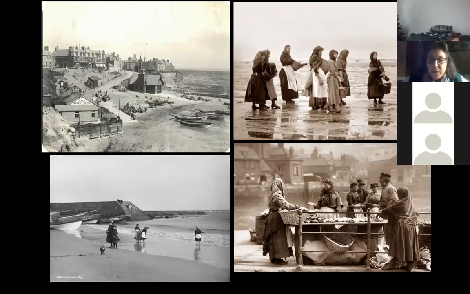But Cullercoats for him was the introduction to something he had never experienced before in his life, and it was the experience of a culture that was based, besides fishing and the hardships of shore life, on the equality between the men and the women in their daily duties of work. And so he became very entranced with the women there.